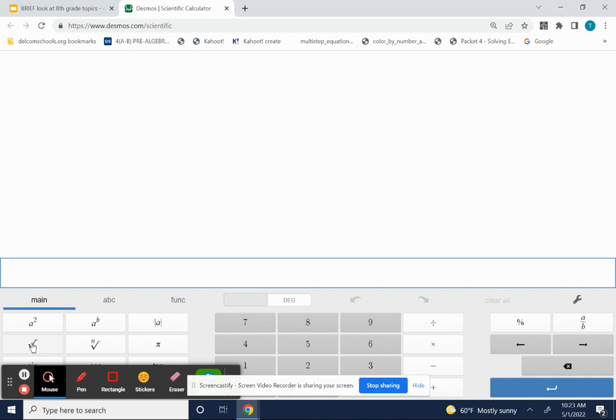Okay, I can then click on square root. I'm going to hide that.